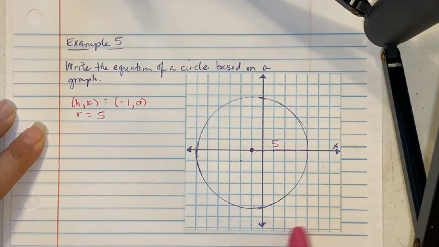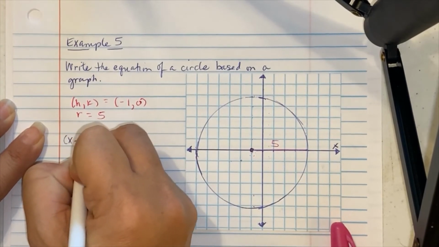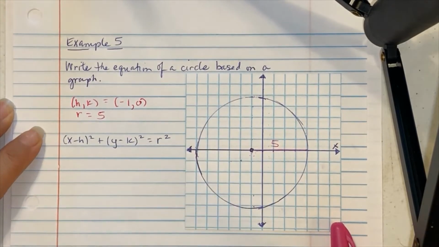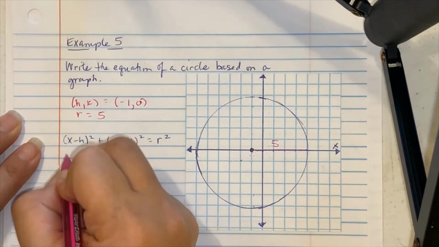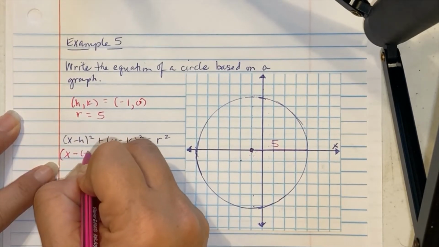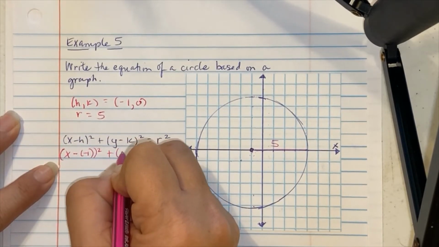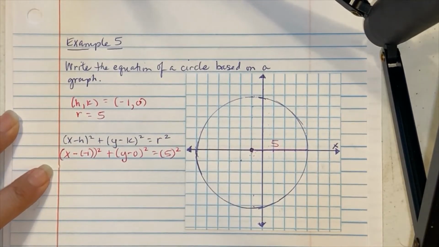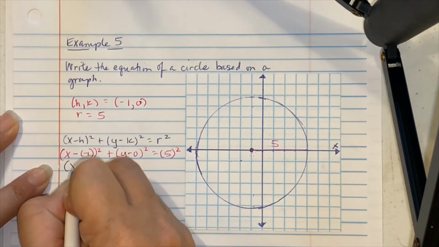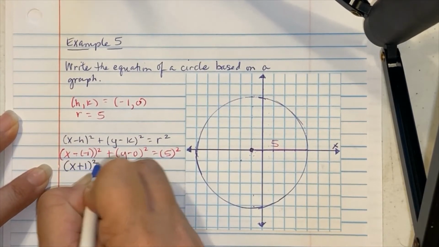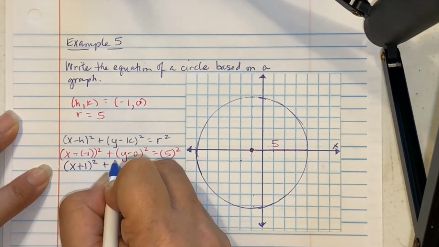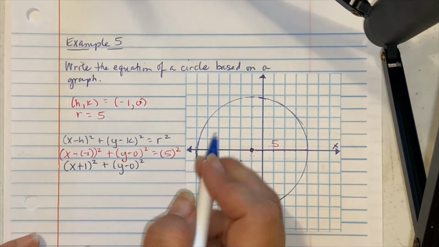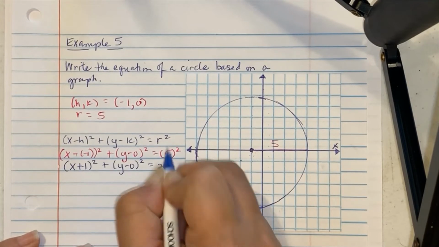Then you're going to write your equation of standard form, which is x minus h squared plus y minus k squared equals r squared. We are going to use substitution. So x minus a minus 1 squared, y minus 0 squared, 5 squared. Simplify your math and sign, so we become x minus means positive 1. Y minus 0, I'm just going to write y minus 0, so that way you remember that y is equivalent to 0 there. And then 5 squared is 25. You do not have to put the 0 here.